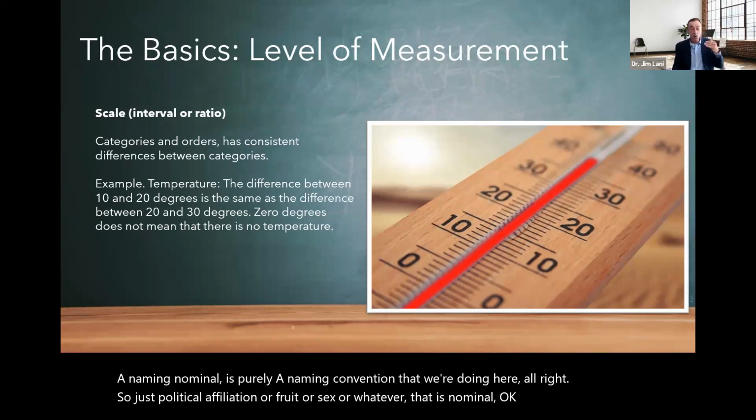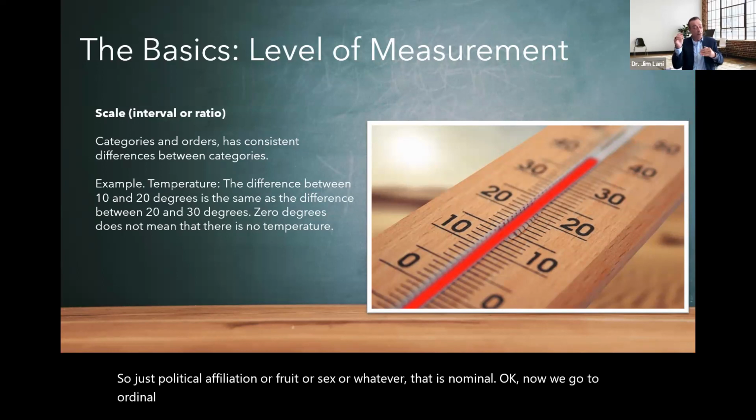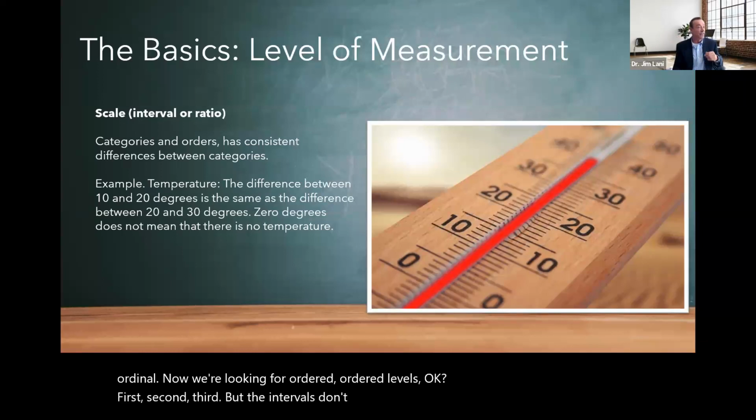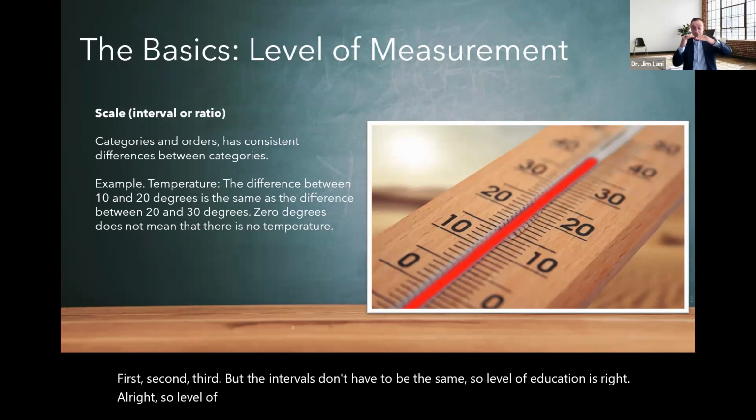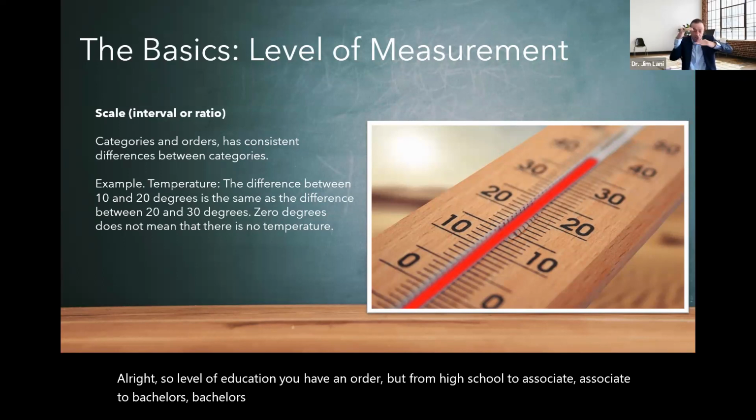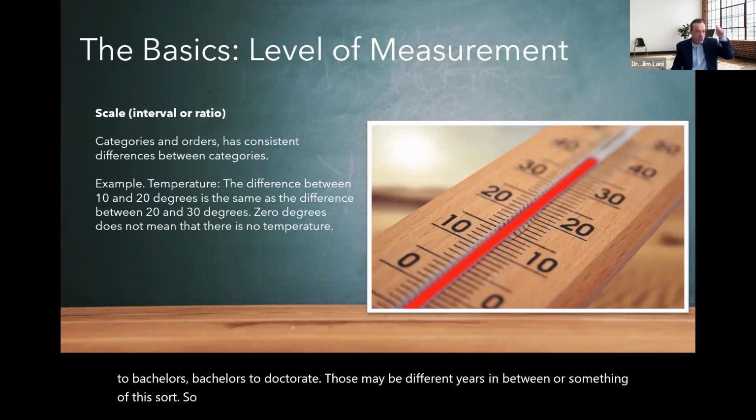Okay. Now we go to ordinal. Now we're looking for ordered levels. First, second, third, but the intervals don't have to be the same. So level of education is right. You have an order, but from high school, to associate, to bachelor's, to doctorate, there may be different years in between or something of this sort. So levels of education are ordered, great.